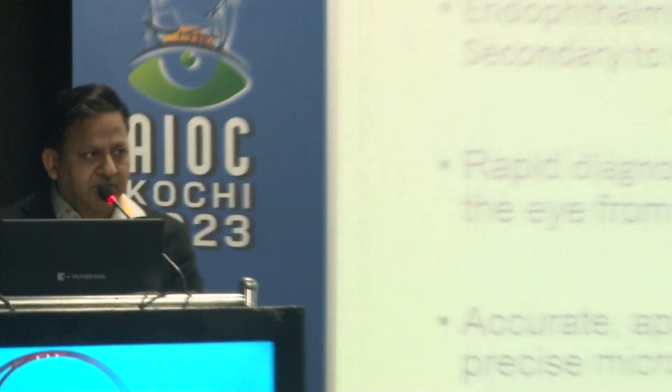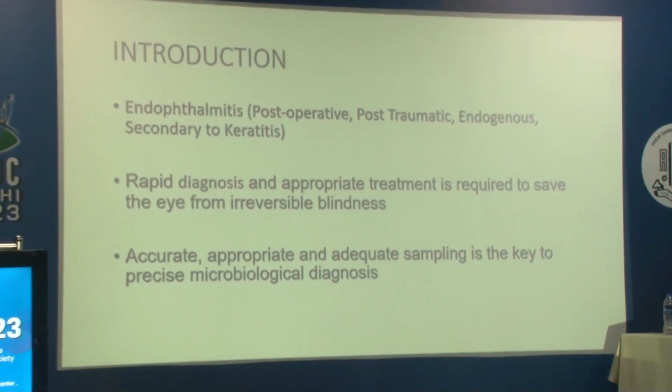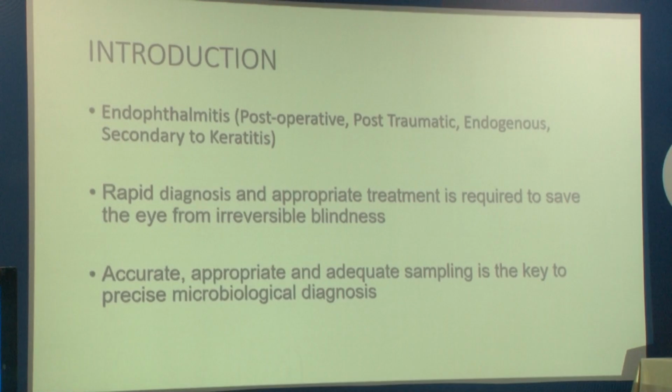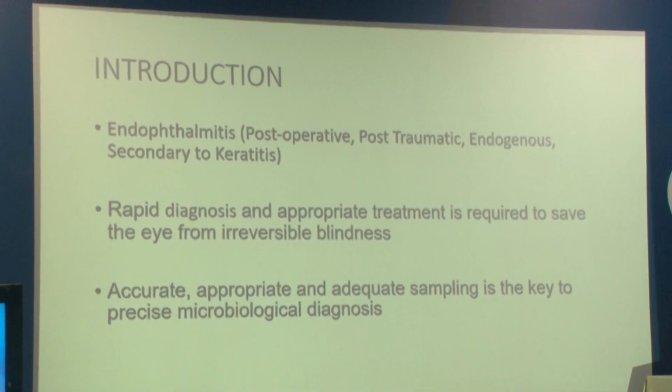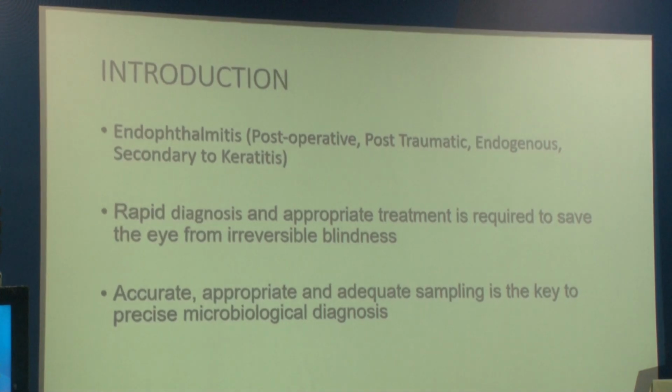Good afternoon, everyone. I'll be presenting on a homemade do-it-yourself aqueous sampling device for anterior chamber tap in endophthalmitis. Endophthalmitis can be post-operative, post-traumatic, endogenous, or secondary to keratitis. Rapid diagnosis and appropriate treatment is required to save the eye from irreversible blindness. And accurate, appropriate, and adequate sampling is the key to precise microbiological diagnosis.